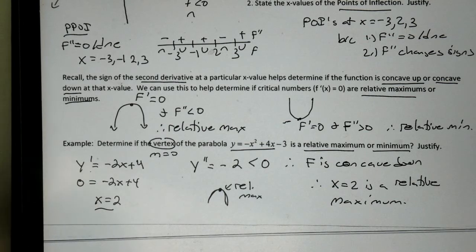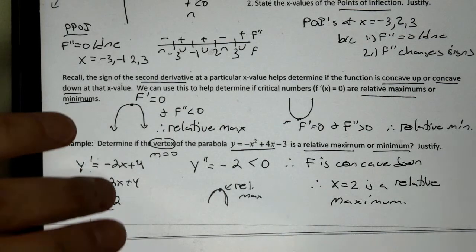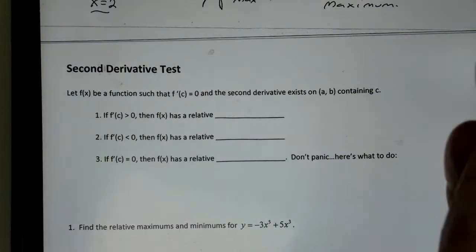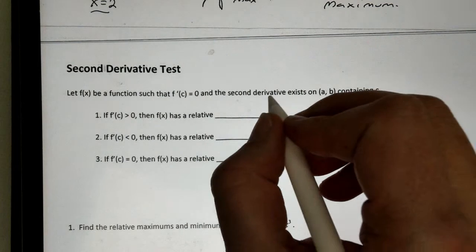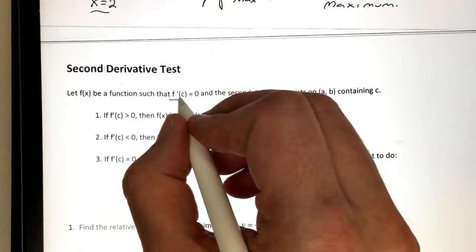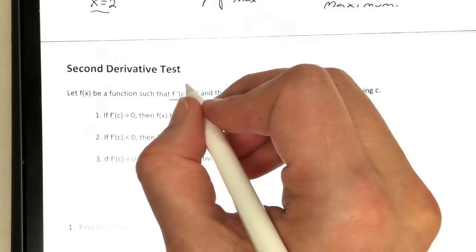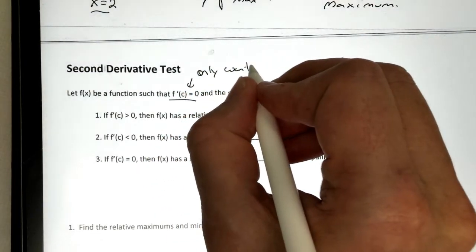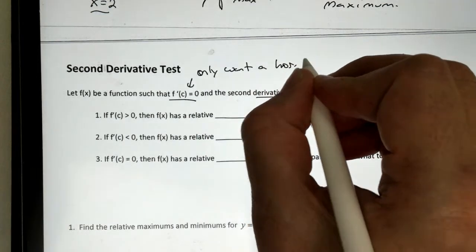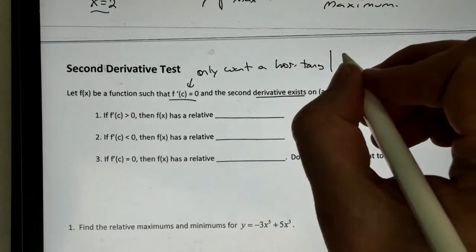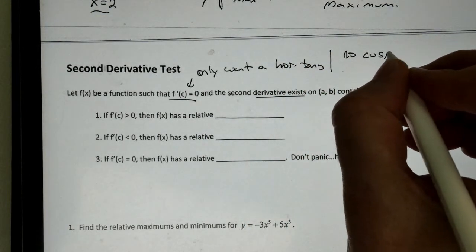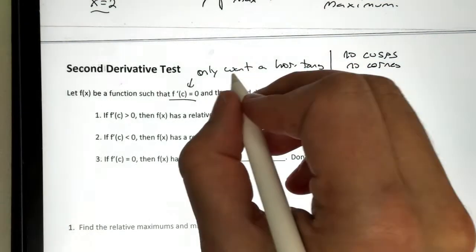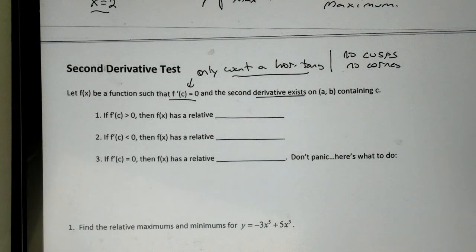So let's take a look at what the second derivative test actually tells us. Let f be a continuous function, and the second derivative must exist. So the first thing they're telling me is that we have to have a critical number. The slope is 0. In other words, we only want a horizontal tangent. No cusps or corners. They don't count. Only horizontal tangents.